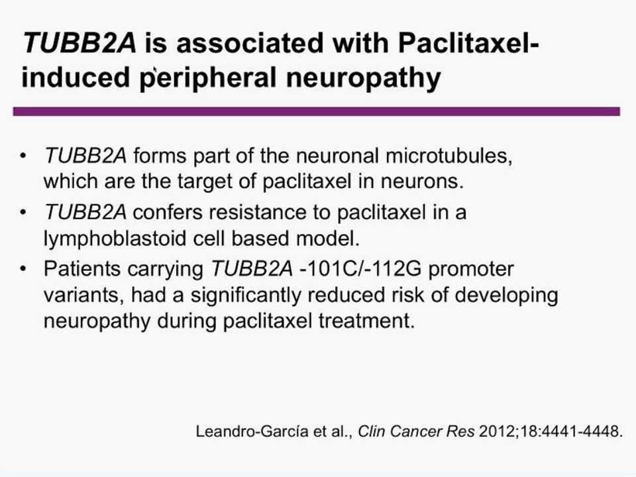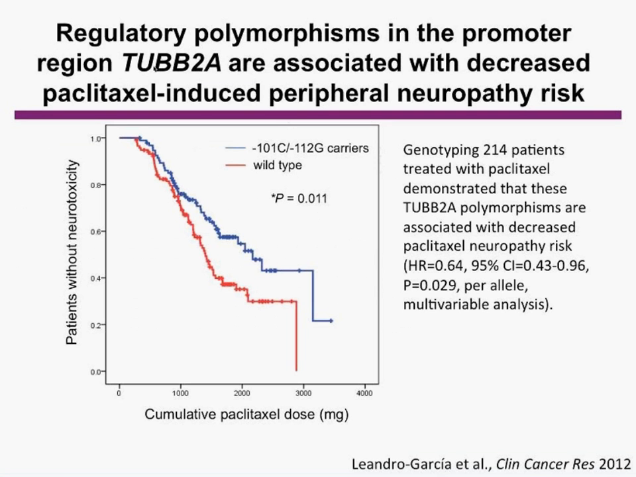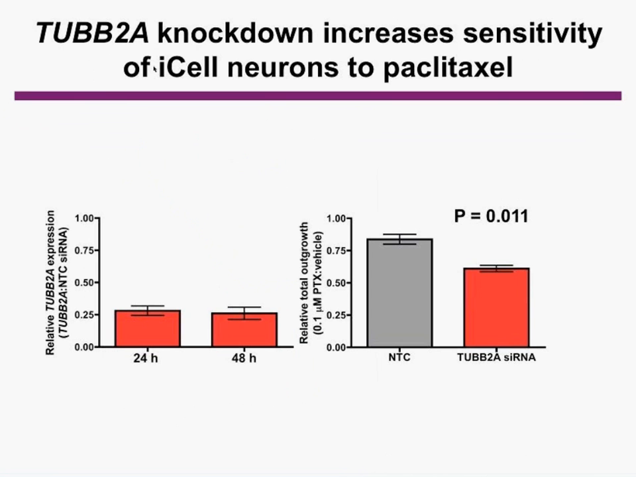We knew from the trial that patients that carry promoter polymorphisms had a significantly reduced risk of developing neuropathy during paclitaxel treatment, and this was published a few years ago. They genotyped 214 patients, and they found a significant difference with those that carried this particular polymorphism in the promoter region, which determined the expression level of tubulin 2A. So we knew if we decreased the amount of tubulin 2A in the neurons, we would have expected to see an increase in the sensitivity of the neurons to paclitaxel. And that's precisely what we saw.